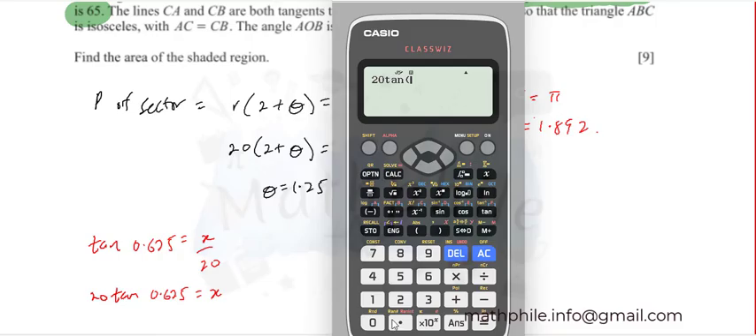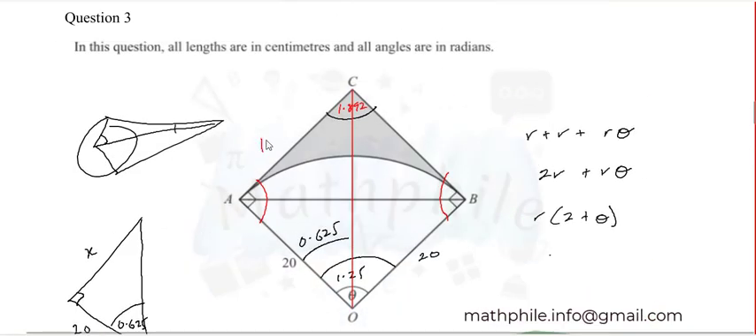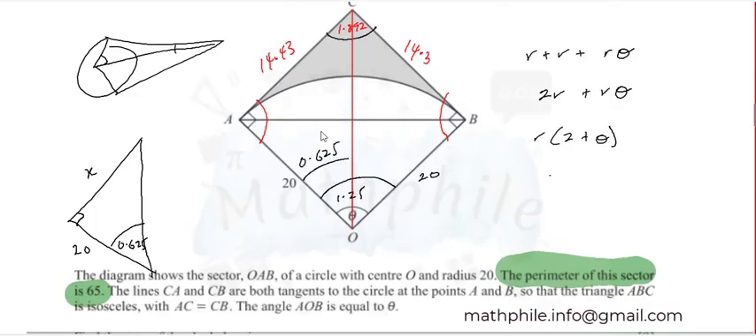So let's do this quickly. 20 tan 0.625, and that should give you 14.43. So x equals 14.43. So just like I said, it's not the same as the radius. Oh, that's more or less like a square. This is not a square, my bad. The opposite sides, let's not confuse ourselves over here. I would have said rectangle, but the opposite sides are not parallel, so let's not go there.